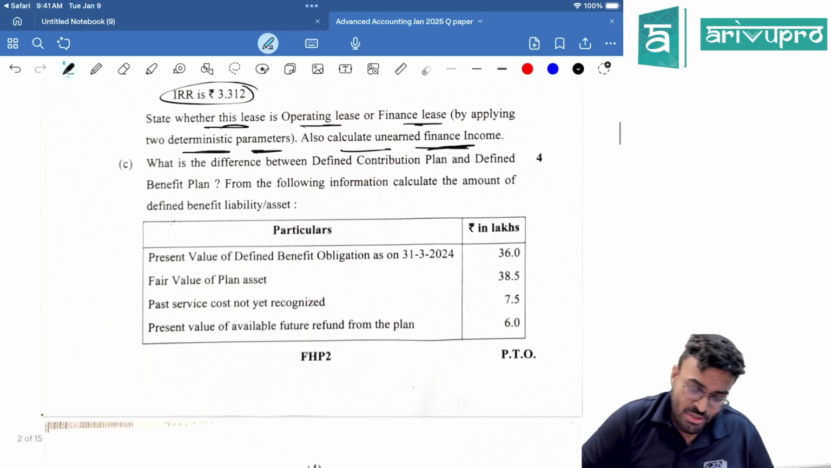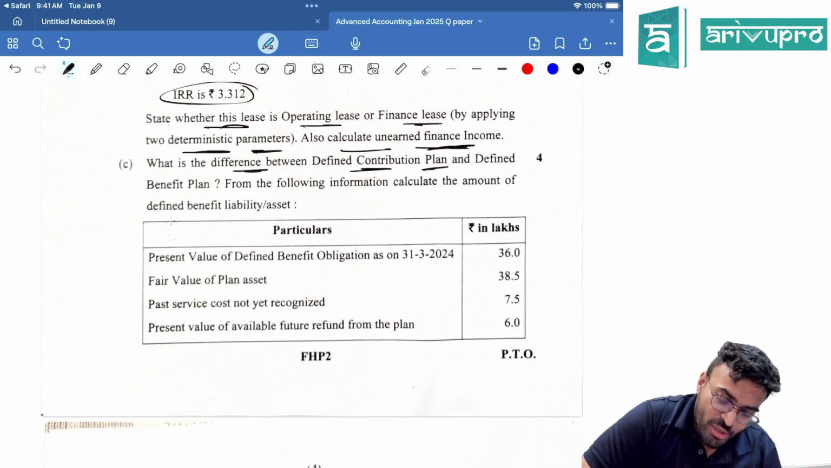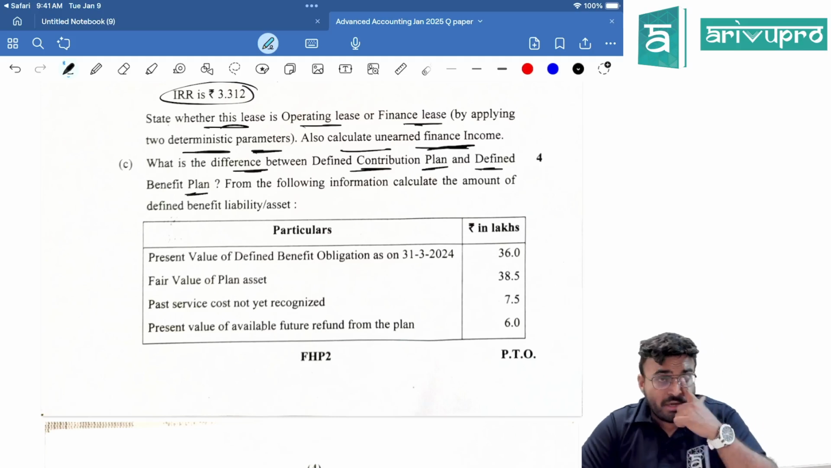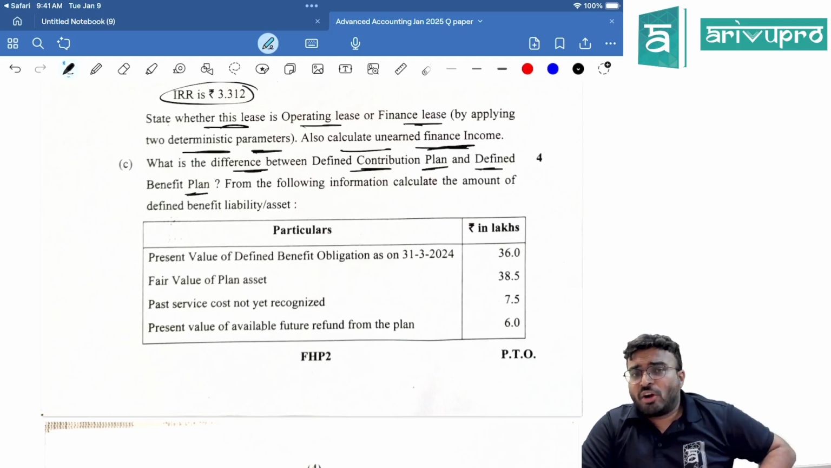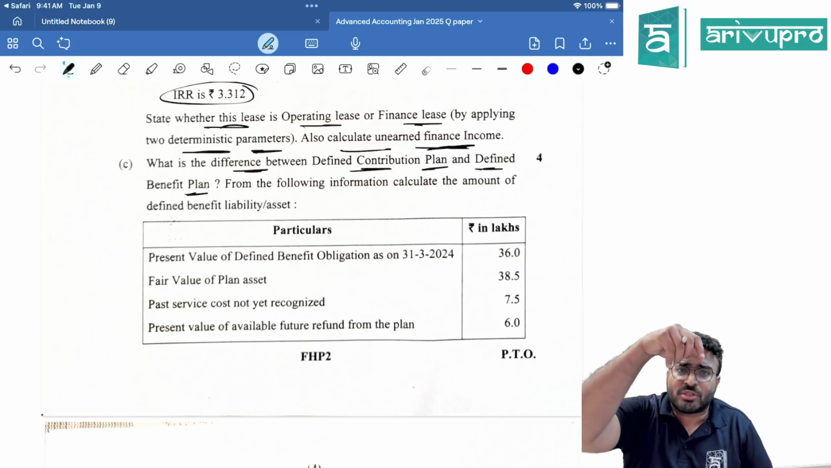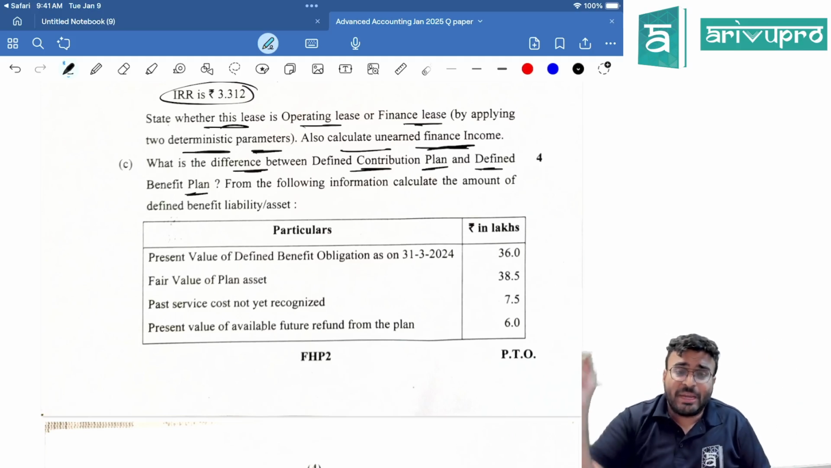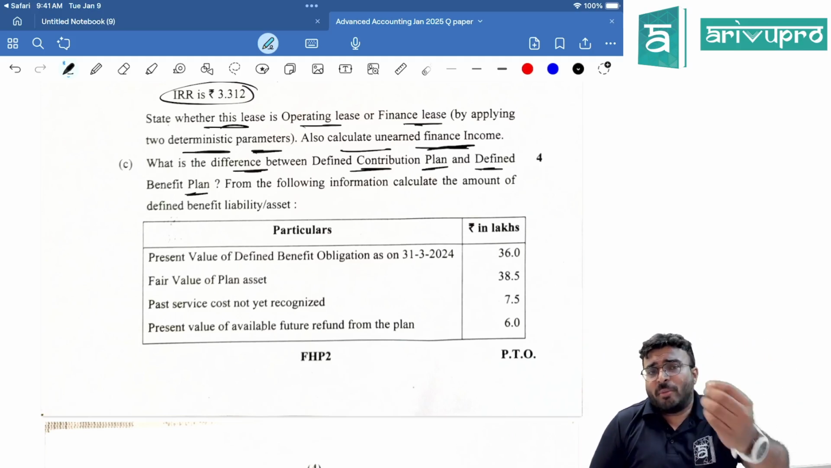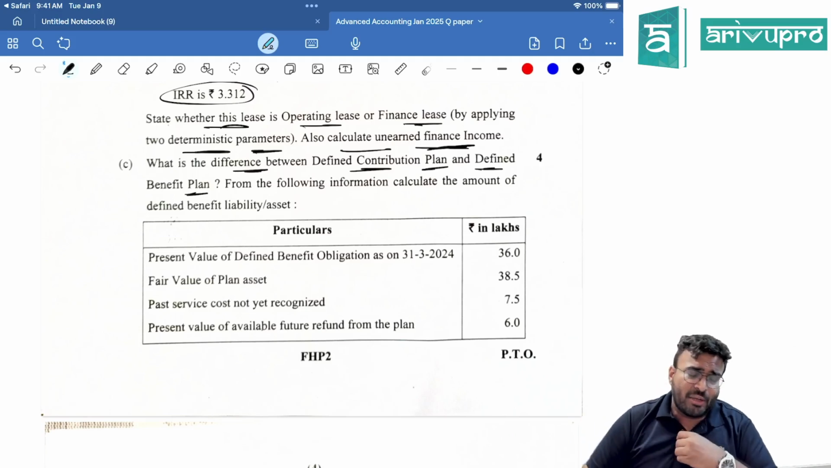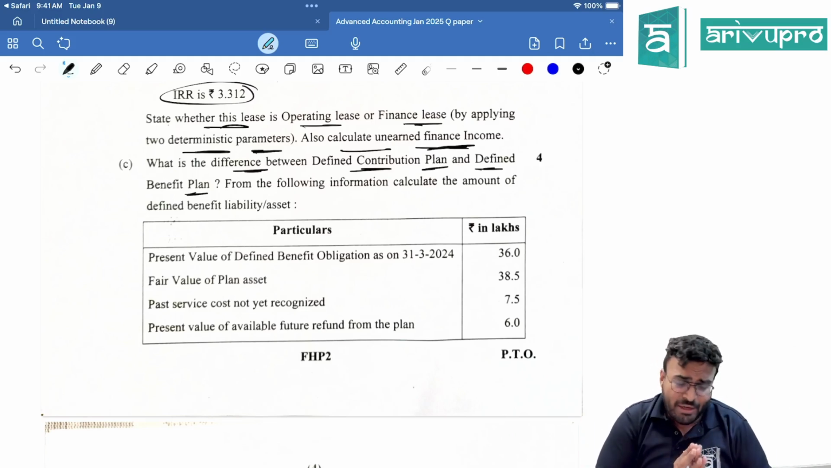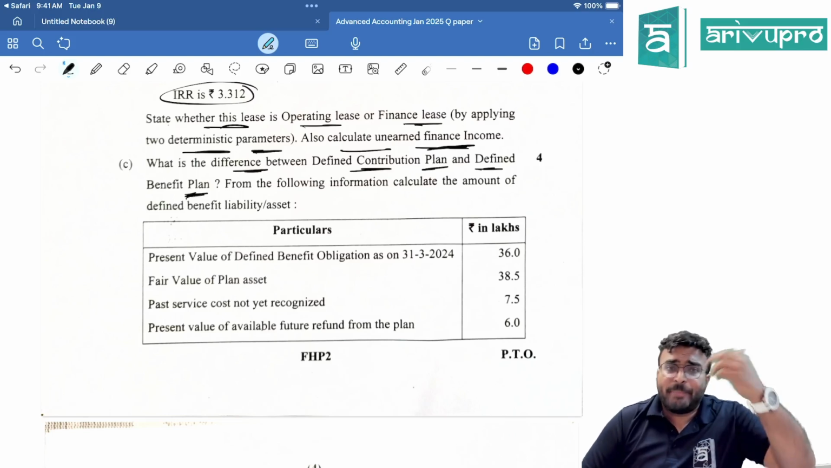Okay guys, next. What is the difference between defined contribution plan and defined benefit plan? Defined contribution plan means the employer contributes. That is the end of the story. Risk is on the employee after that. Defined benefit plan means the employer is promising that I will give you some benefit at the end of the termination of your employment agreement. So the risk is on the employer over here.